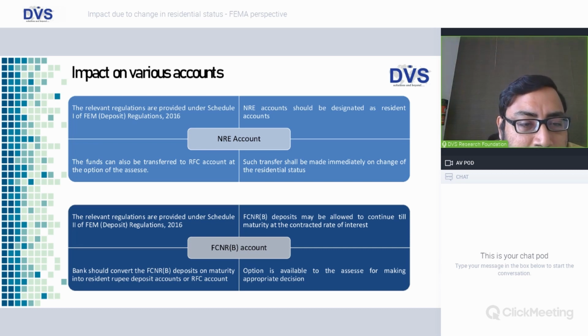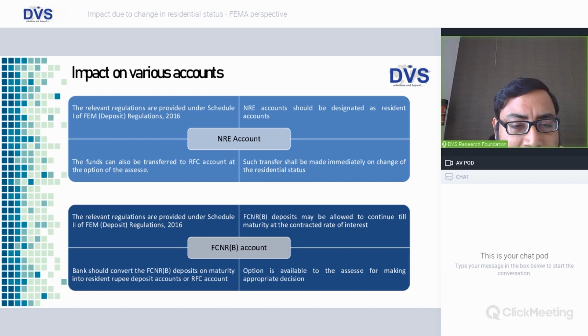The relevant provisions for all these accounts have been specified in Schedule 1 of the FEMA Deposit Regulations 2016. Once the resident status changes, the NRE account should be designated as a resident account, and the funds can be transferred to an RFC account at the option of the assessee. Whatever foreign currency balance is there in the NRE account can be transferred to the resident foreign currency account, or you can convert it to INR and move it to your other SB accounts or current account, any other account you want. The important point is that such transfer shall be made immediately on change of the residence status. So you don't have time; once the residence status changes, we have to immediately change the status of the accounts as well.